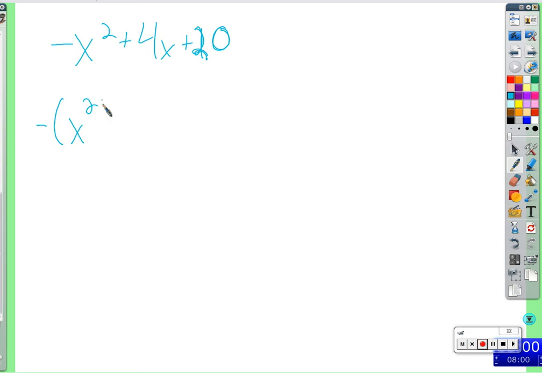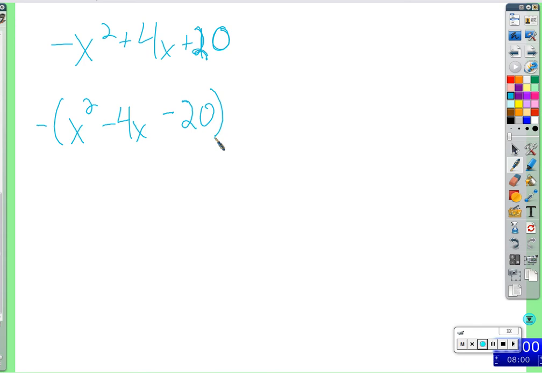What would come next then? What would this next term be if we factored out a negative? Negative 4x. The negative distributed in here gives you negative times negative, which is positive 4x. And lastly, negative 20. Okay, so you got the negative out there, just like in the previous example where we had a 5.